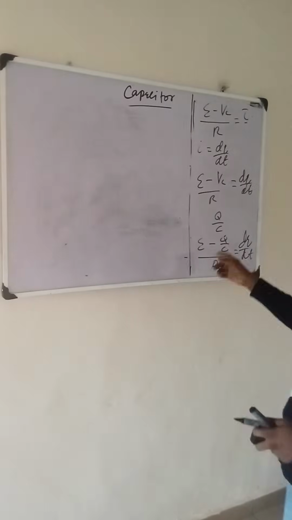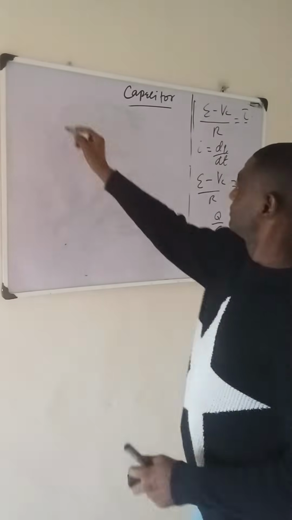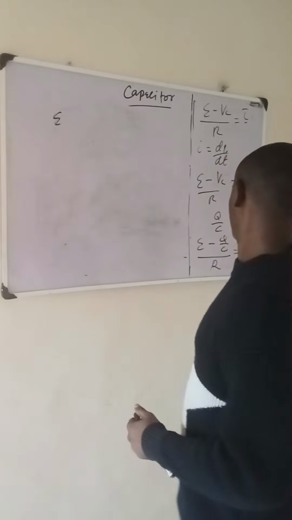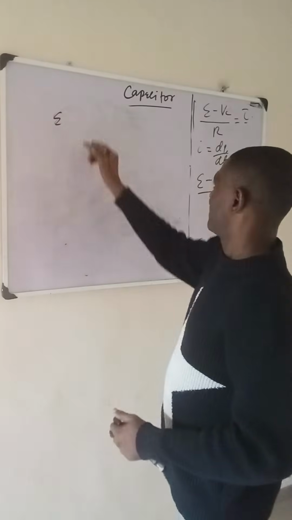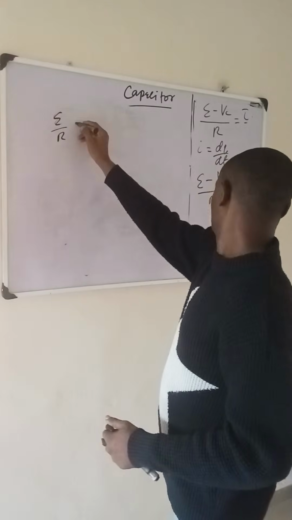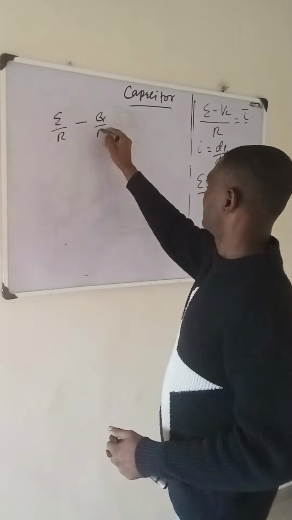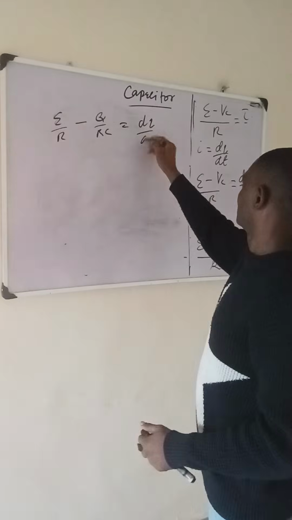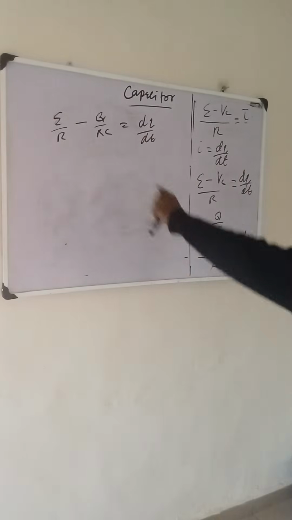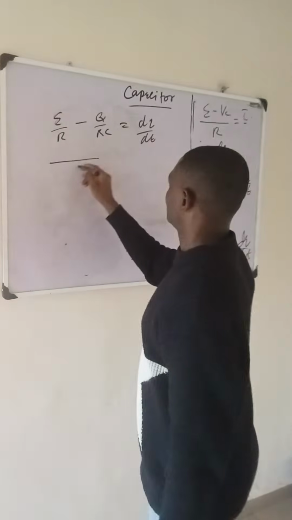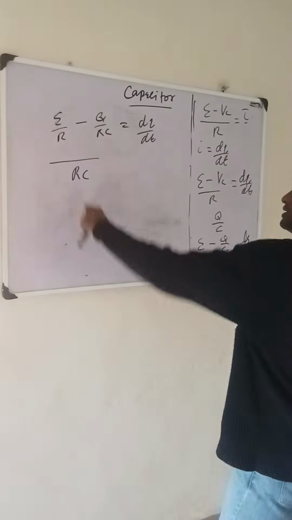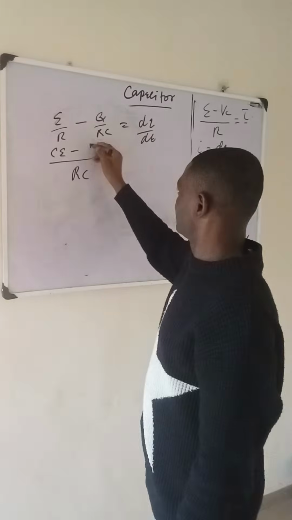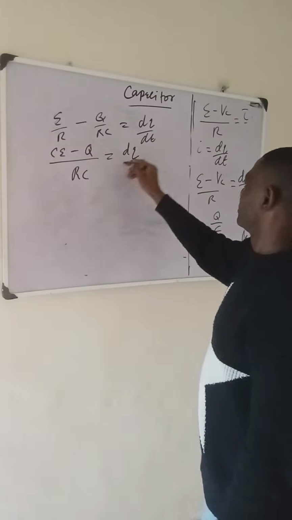Normal simplification. We have E all over R minus Q all over RC, and that is equal to dq dt. I hope you don't have problem with that simplification. So we can still simplify further. RC, what's the LCM? RC. If RC comes here, you have CE minus Q equal to dq dt.